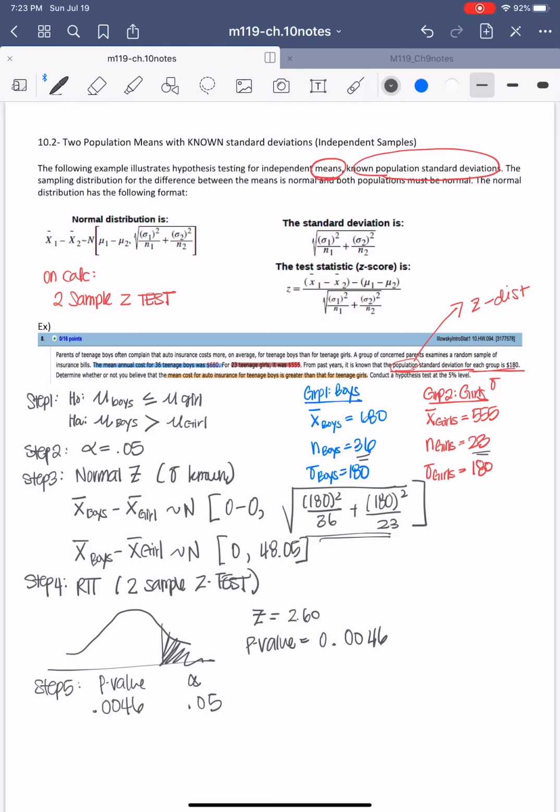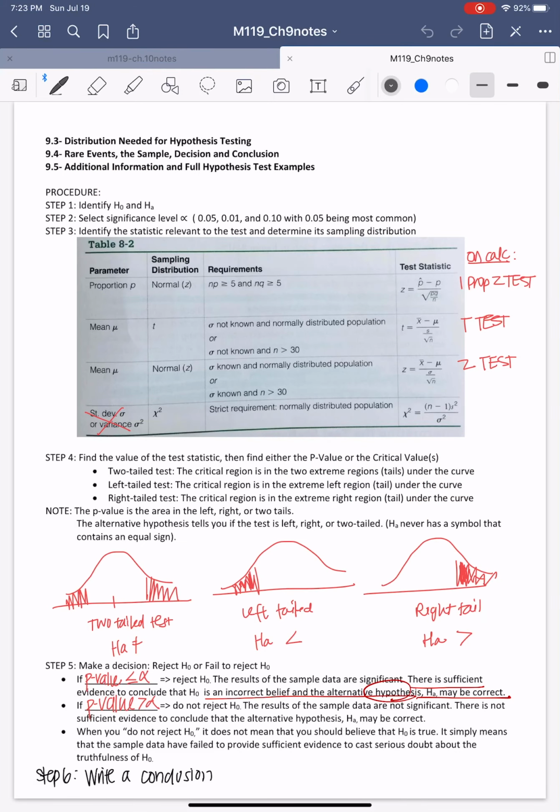We have a P value less than alpha this time. With a P value less than alpha, we are going to reject the null. So there is sufficient evidence.